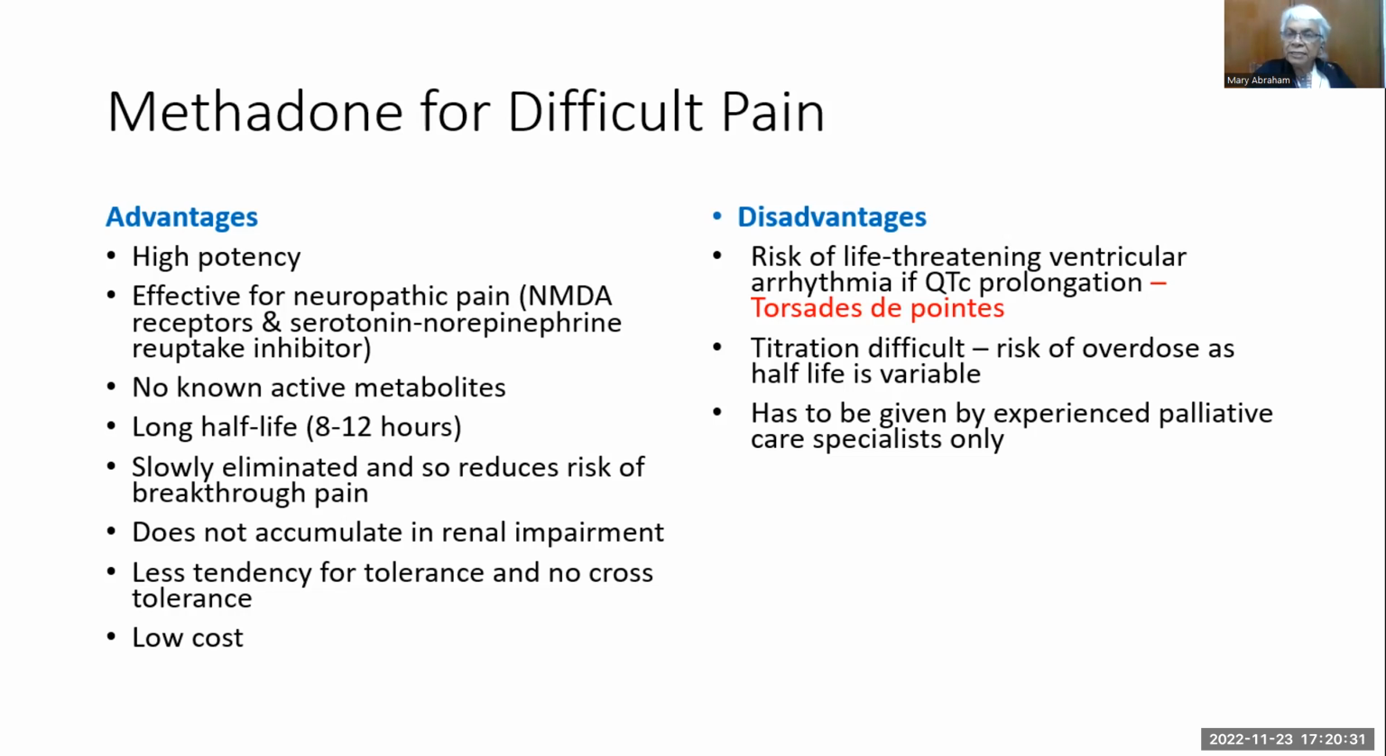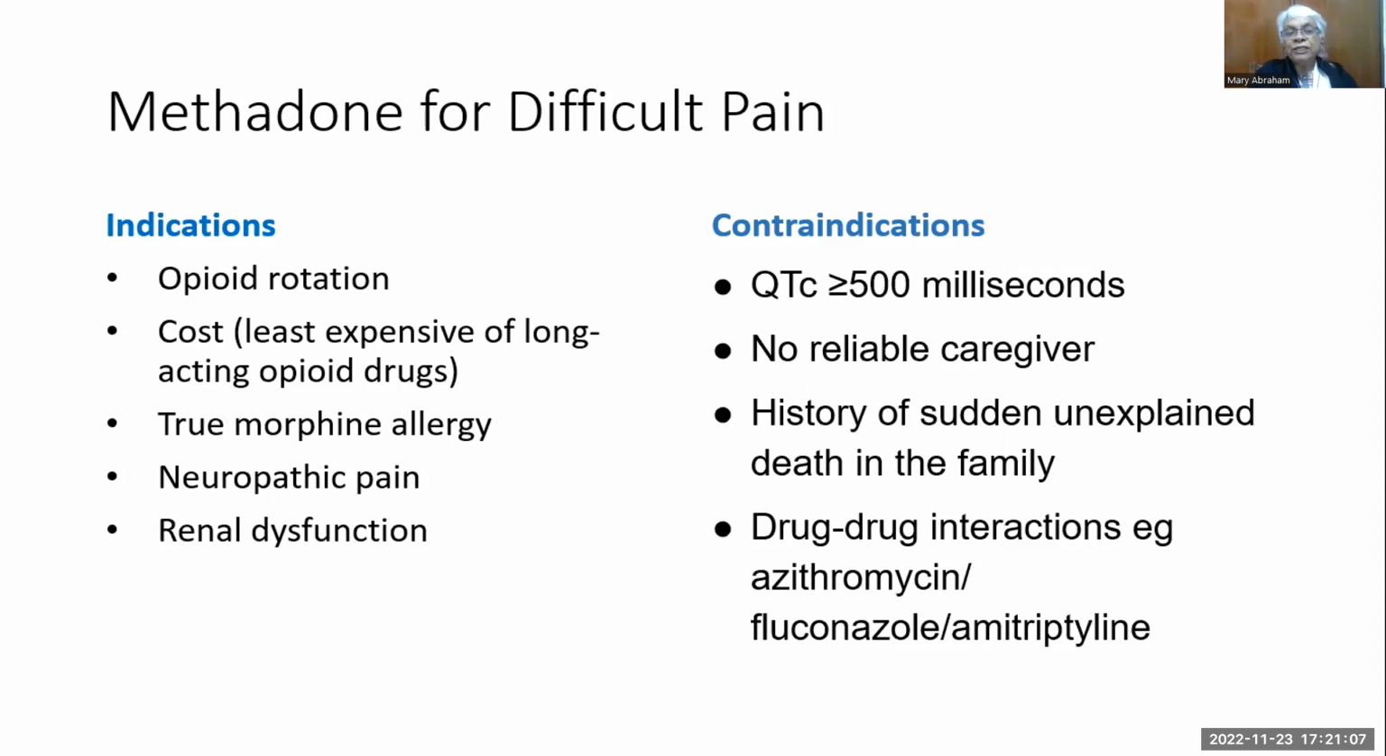But it has got certain disadvantages. One is there is a risk of life-threatening ventricular arrhythmia, particularly if there is a QTc prolongation on the ECG. That can lead to a life-threatening arrhythmia called torsades de pointes, which is a ventricular arrhythmia, which is very difficult to treat also. And also, the titration of this drug is relatively difficult. So there is a risk of overdose because the half-life can be variable, and it should only be given by experienced palliative care specialists.